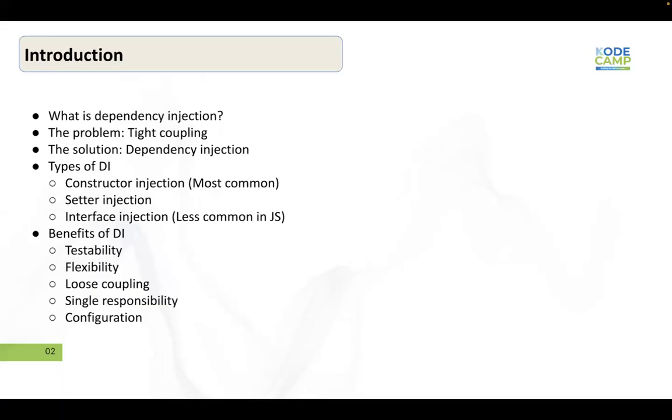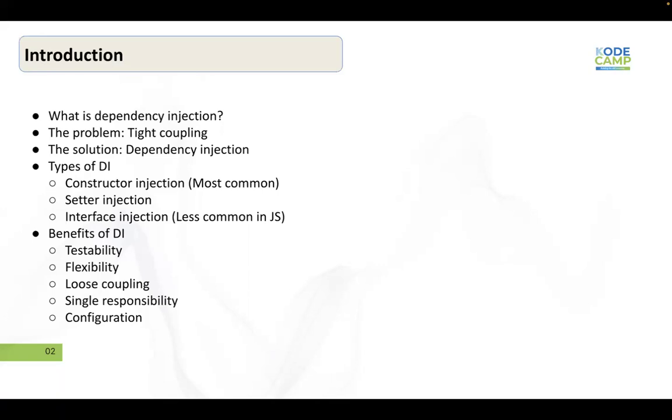So dependency injection, in short, you can just call it DI. It's a design pattern that implements inversion of control, IoC in short, for resolving dependencies. That is, instead of a class creating its own dependencies, they are provided, meaning they are injected from the outside. So that is basically what dependency injection is.